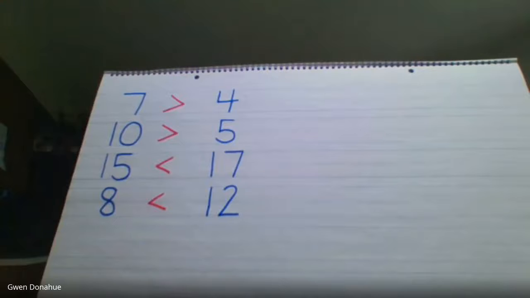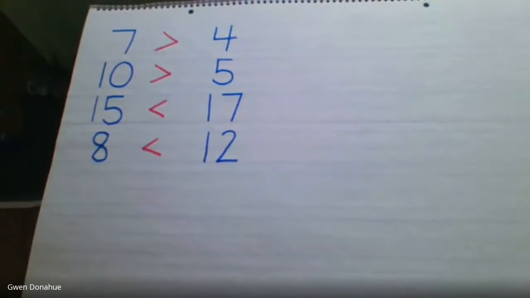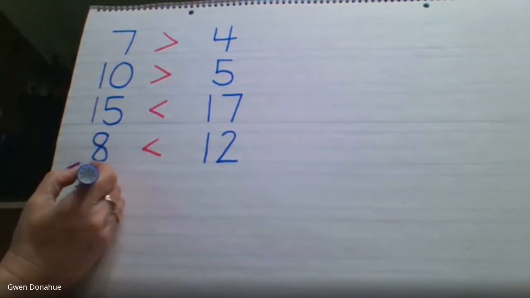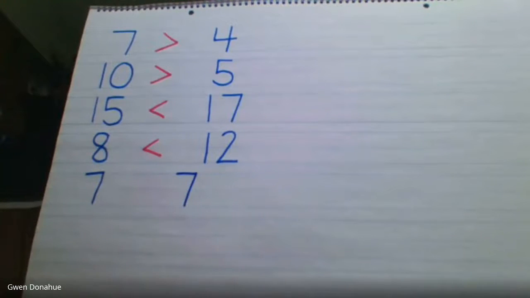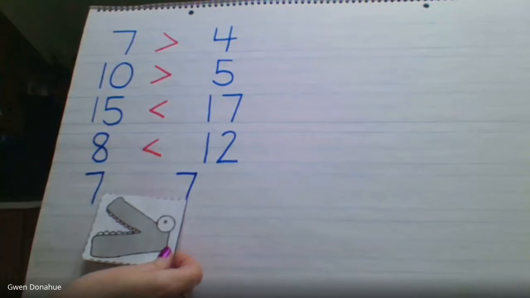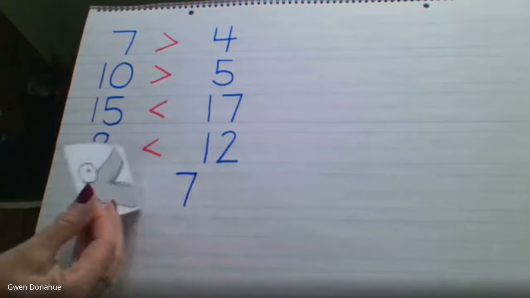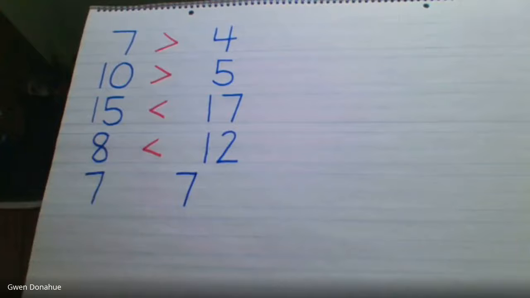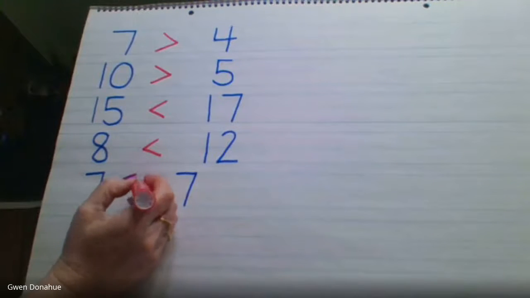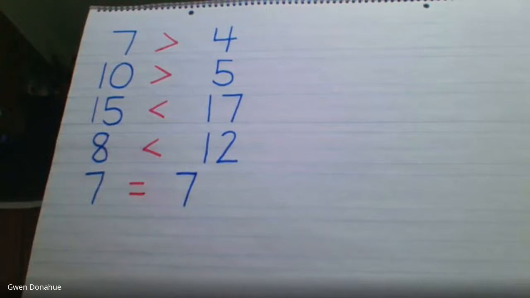Now, let's see if I can trick you on this one. Which way is my number muncher going to go? That's right. I got to take him out of there because 7 is equal to 7. It's exactly the same number.